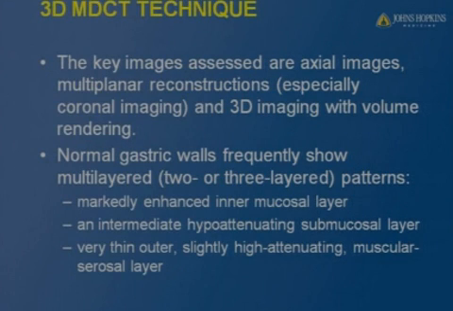In the evaluation of the CT, we look at the key images, which are usually the axial images, MPRs, especially coronal imaging, and 3D images with volume rendering. One important thing to know is the normal gastric wall. It can have different appearance, usually has a 2 or 3 layered pattern. There may be a markedly enhancing inner mucosal layer, an intermediate hypoattenuating submucosal layer, and a very thin outer layer, slightly high attenuating muscular serosal layer.